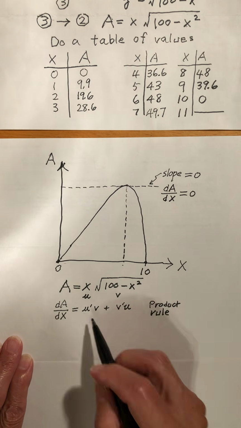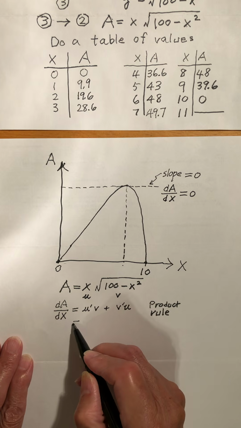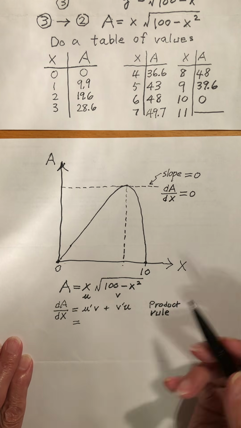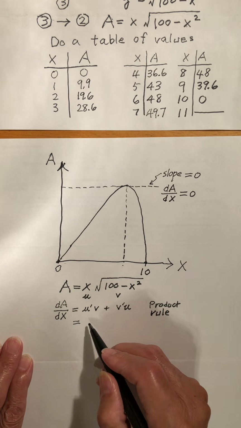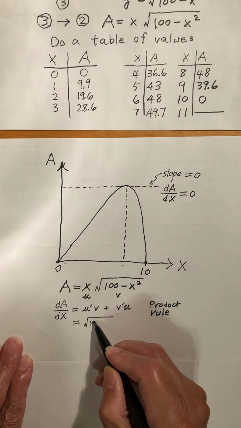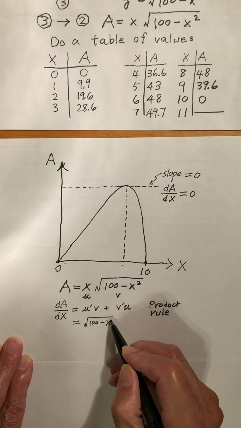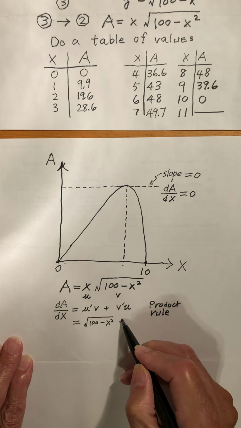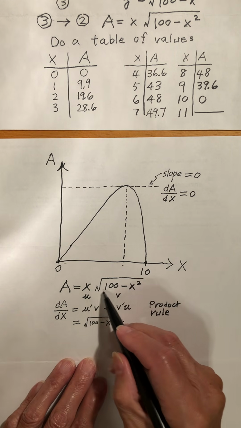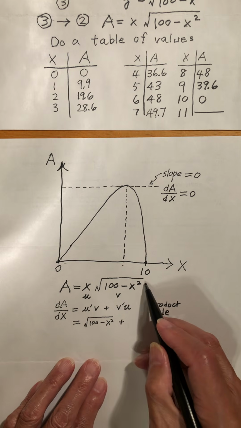So I use the product rule. What is u prime? The derivative of x is 1, so I don't need to write 1. Then multiply v. Plus v prime times u. The v prime is this. What is the derivative of this?